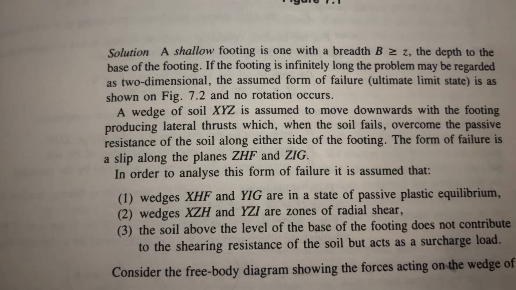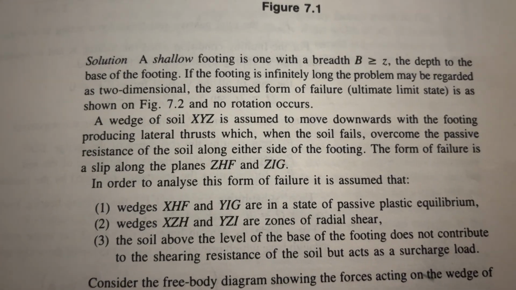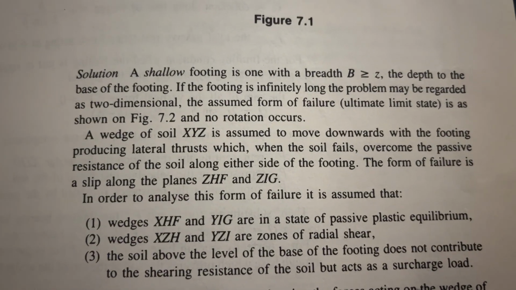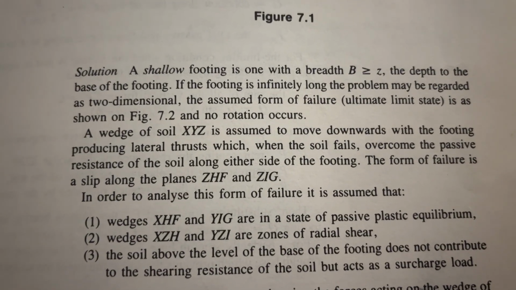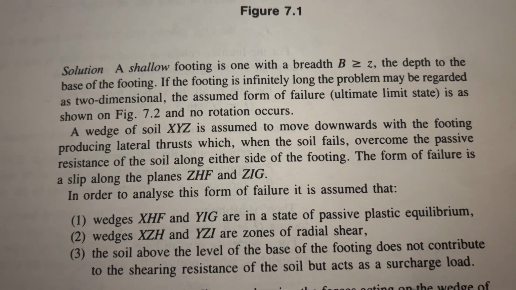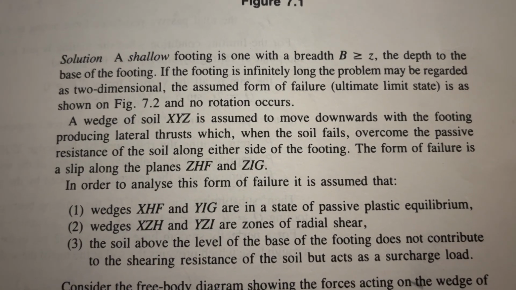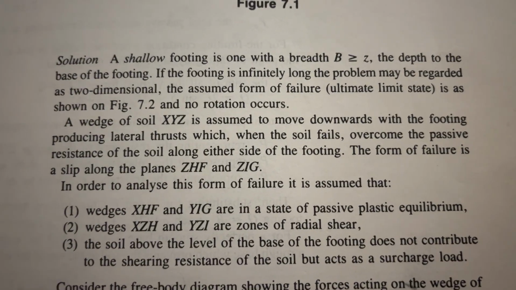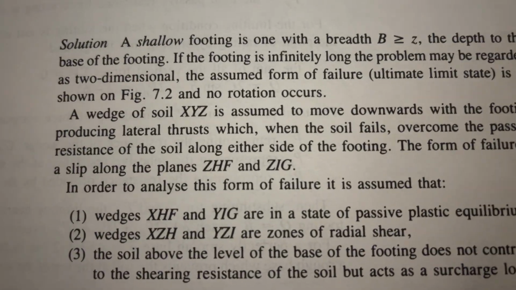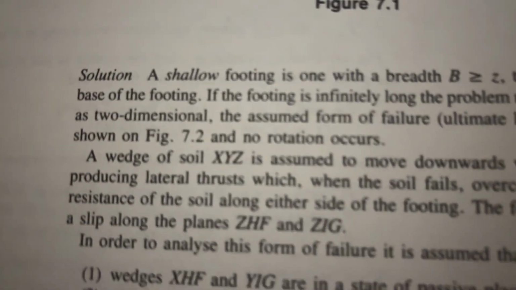Solution. A shallow footing is one where the breadth B is equal to or greater than Z, the depth to the base of the footing. If the footing is infinitely long, the problem may be regarded as two-dimensional. The assumed form of failure at ultimate limit state is shown in figure 7.2, and no rotation occurs.